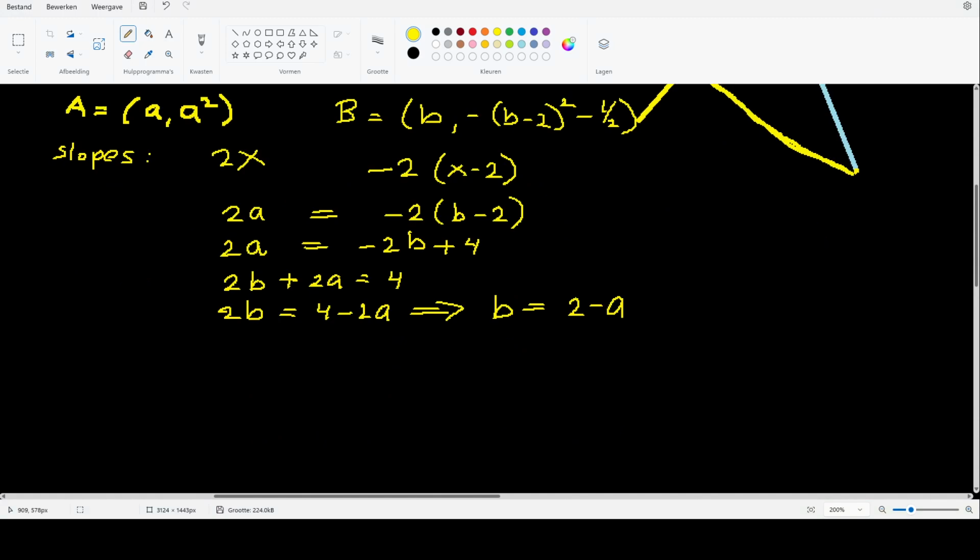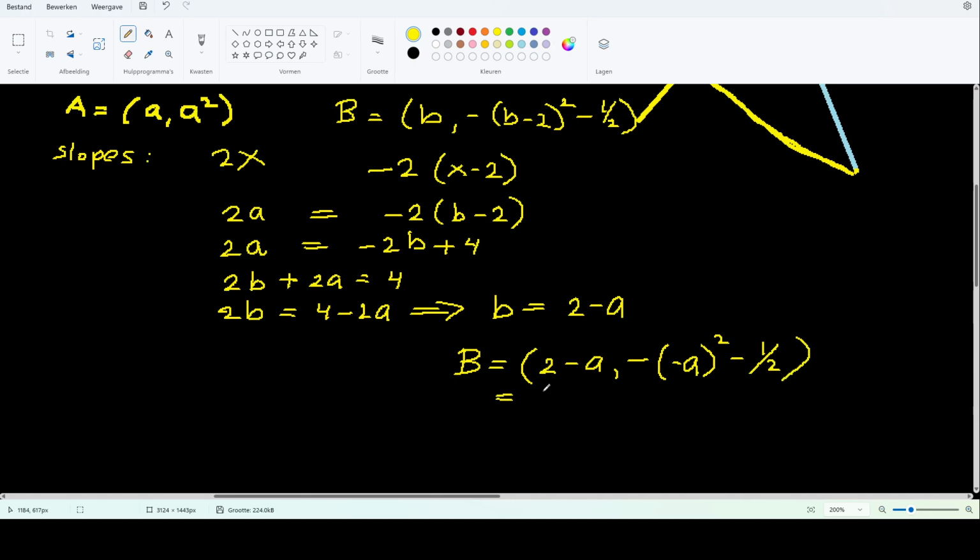Okay. So now that we have b is 2 minus a, we can actually substitute it into b and express the point b in the value a. So this here is 2 minus a. And then here you have minus b minus 2. So b is 2 minus a, so you subtract 2 from that, so you get this. Minus a square minus 1/2.